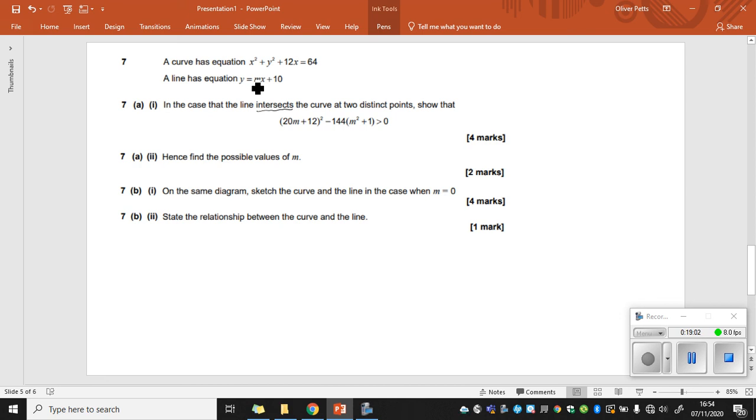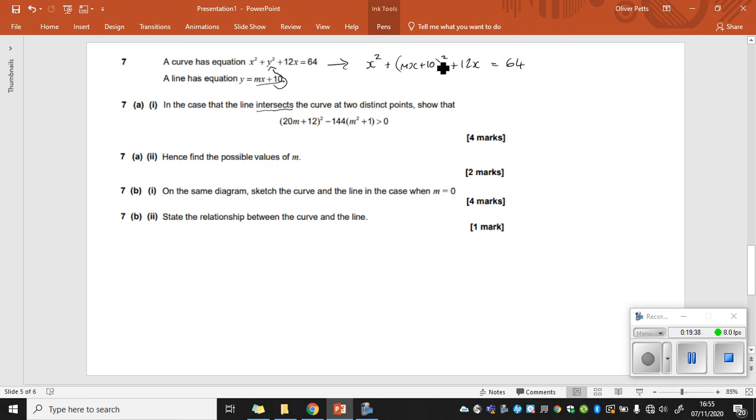So let's do that. So our line equation has y as a subject. So let's substitute y, so the expression for y, into the first equation. So where y appears in the first equation, let's put our expression in. Okay, so y equals mx plus 10. Okay, so rewriting our first equation then, we still have the x squared. In place of y, we're going to put mx plus 10, and that is all squared. Then we've got plus 12x, and then we have equals 64.